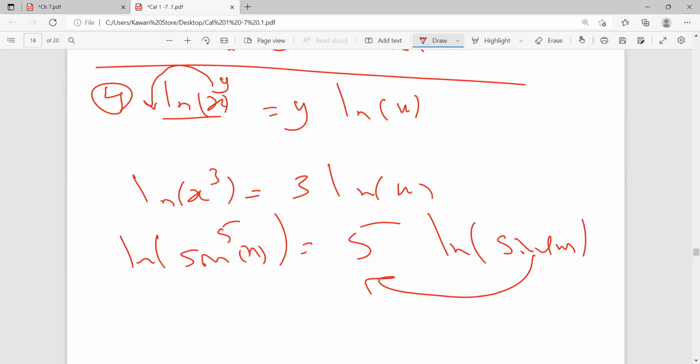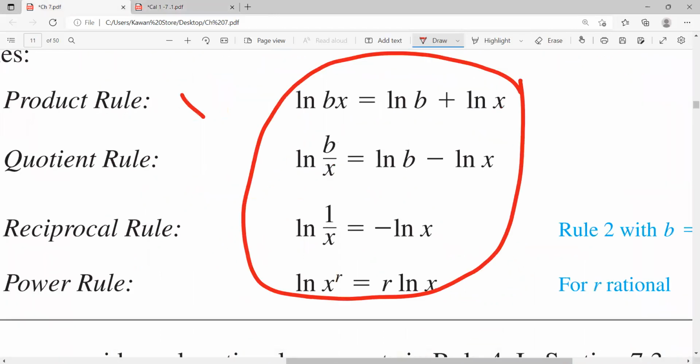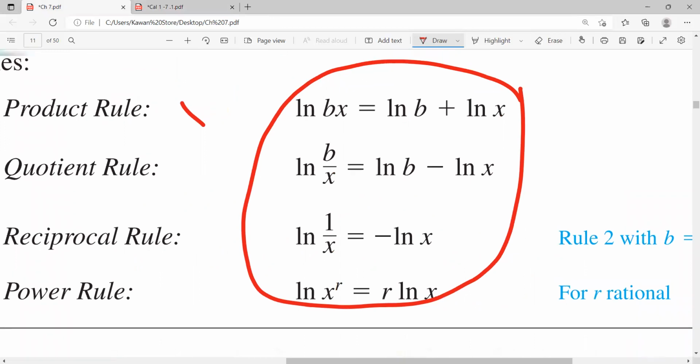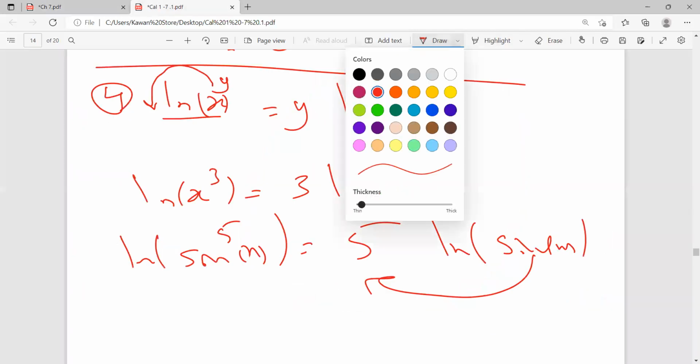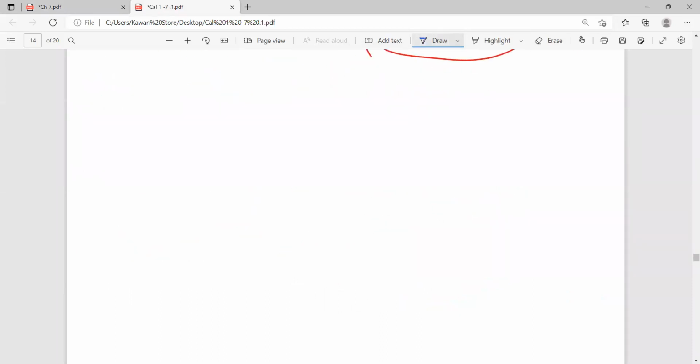Now we have 4 properties here. That's what we have. Here's my question: what we haven't. We have this property. Let me write it down for you. Tell me about that one. Ln of x plus y is equal to what?